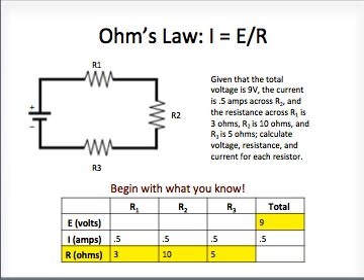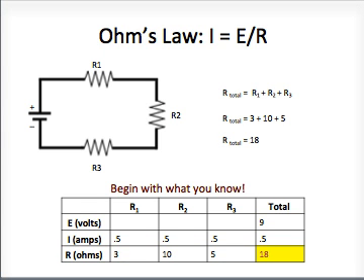We know the total voltage is 9 volts, and we also know the resistance across each resistor. Therefore, we can fill in some more blanks in our table. By adding the resistance of each resistor, we are able to determine a total resistance. 3 plus 10 plus 5 gives a total resistance of 18 ohms.